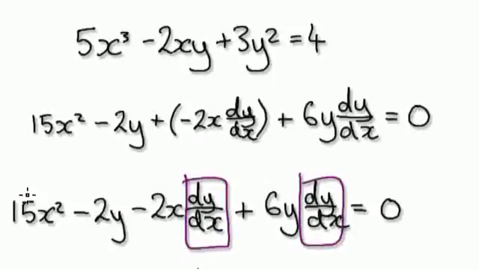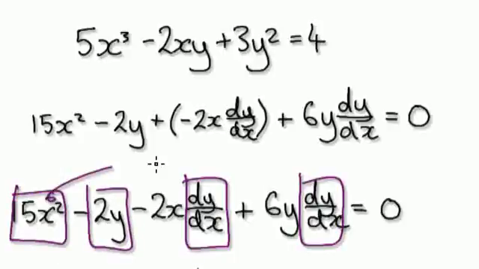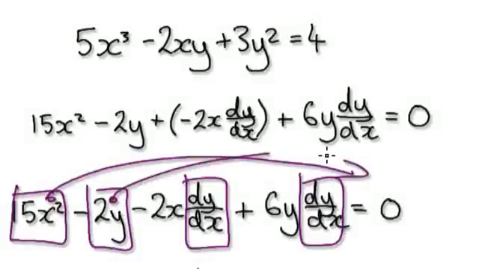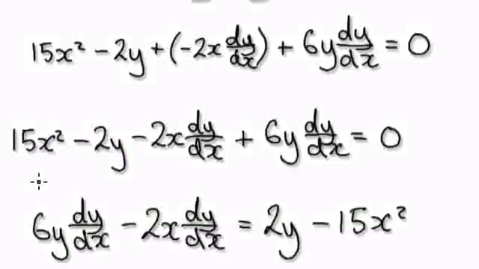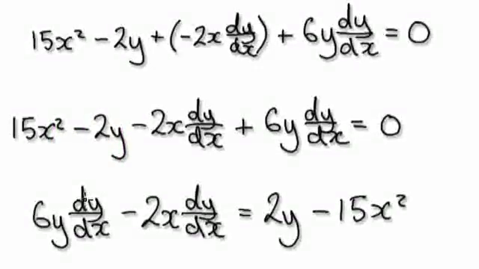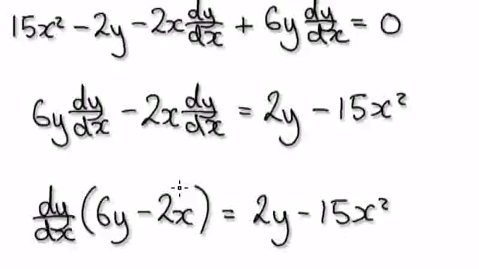You want to group, but basically get rid of this block and move these two to the other side. So in your mind, add 2y and take away 15x squared. That will then give you this. Now you want to factorize dy by dx. So the next step is to factorize dy by dx.